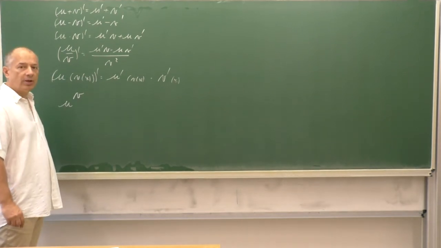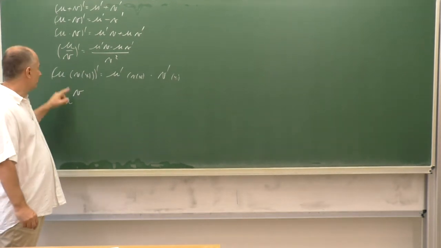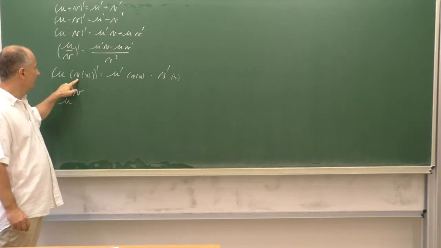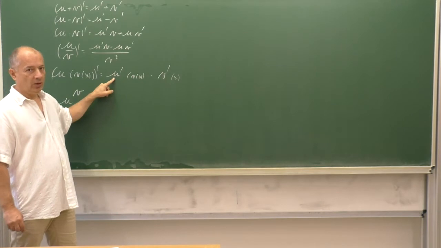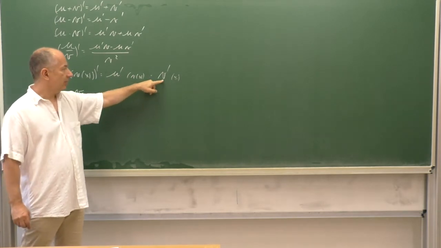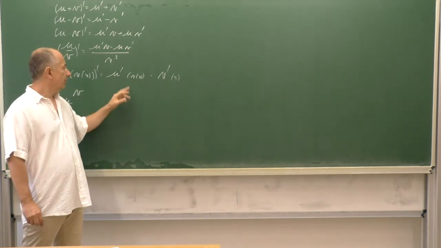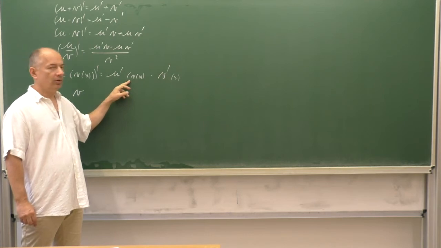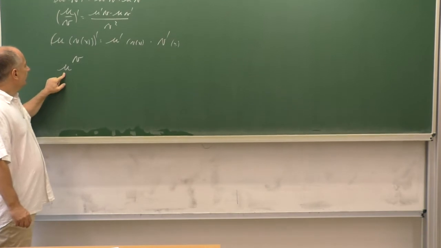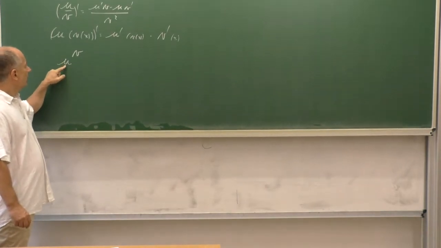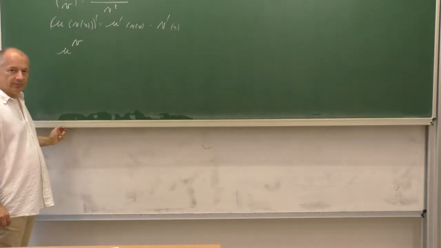We have also discussed the derivative of the composed function. U composed with v is the product of the derivative of the outer function times the derivative of the inner function. This rule is sometimes called the chain rule. But now, what if we have two expressions where one is raised to the power of the other?